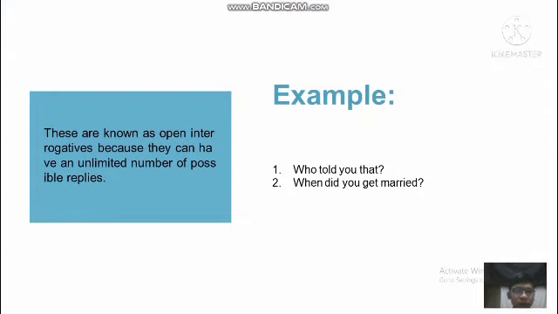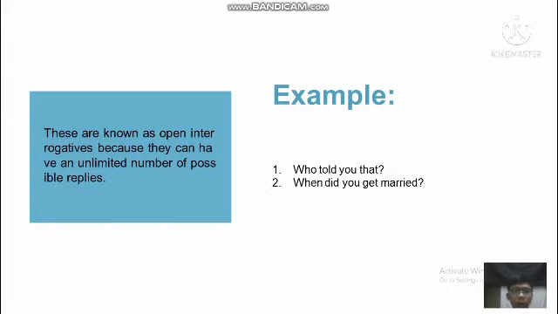These are known as open interrogatives because they can have an unlimited number of possible replies. It can be an essay, a paragraph, or long and short replies. Here are several examples: who told you that? What did you get? When did you get married?